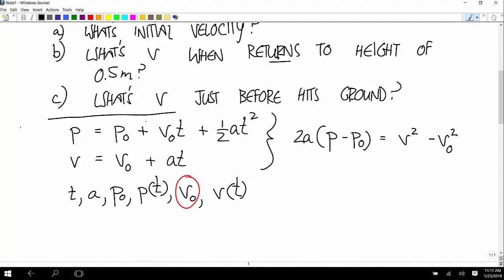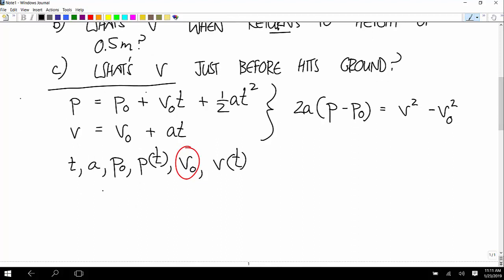We know the acceleration because it's free fall, the position at our chosen time, initial position. What's the velocity at our chosen time? At the highest point? 0. So we can use this one. What's the sign of the acceleration? Negative, because our positive is up and acceleration is always down. So we have 2 times negative 9.81.